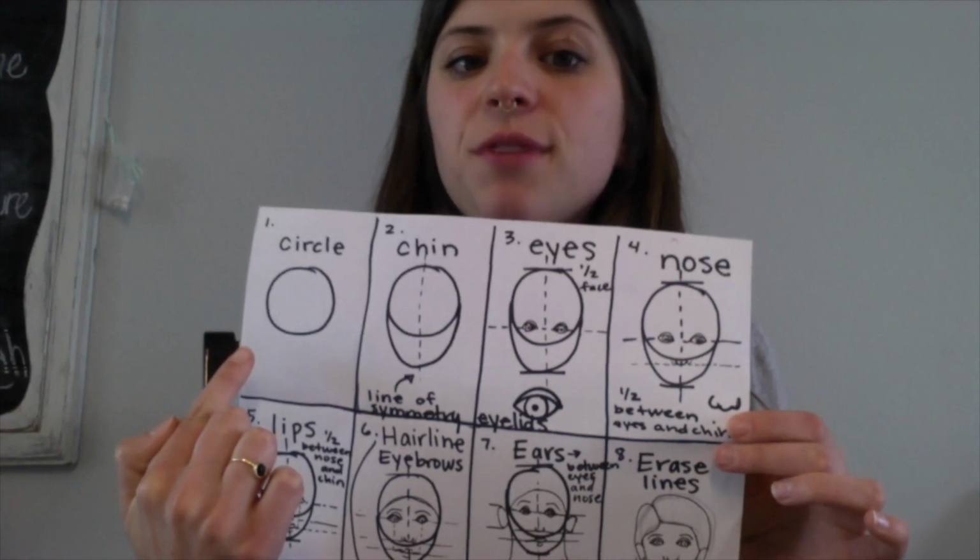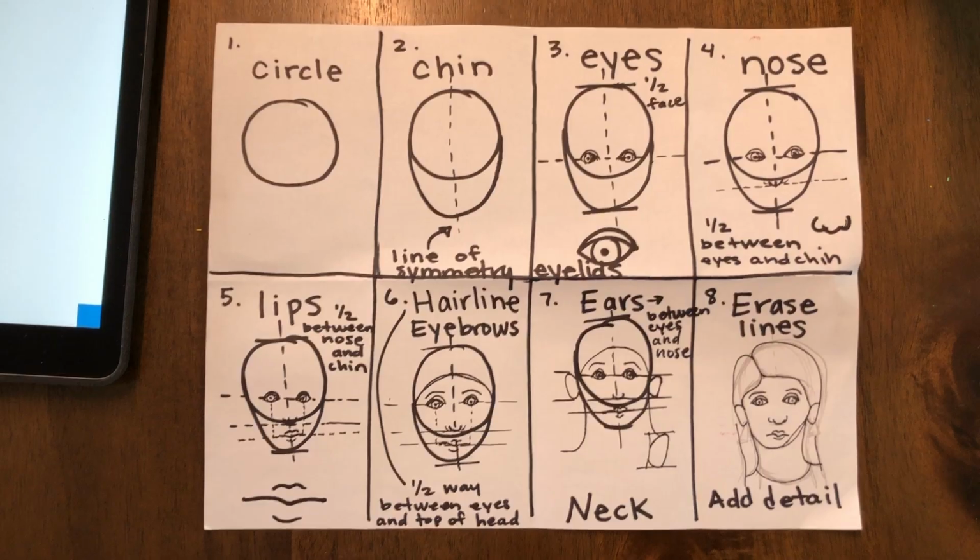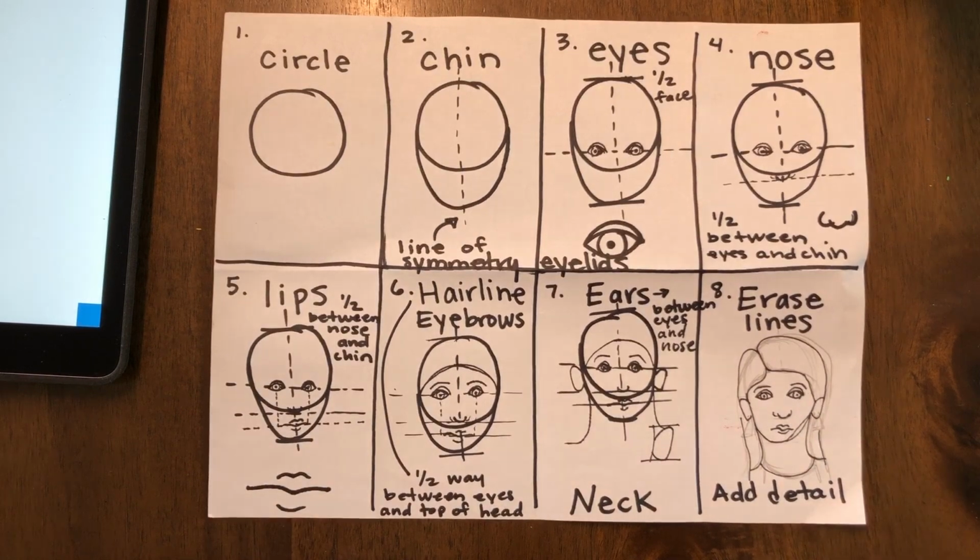Hi everybody, so we're going to go over the proportions of the face. This is a little bit more of an advanced guide for upper elementary and middle school students. So we're going to go through these steps from 1 all the way to 8 to create a portrait. So let's get started.